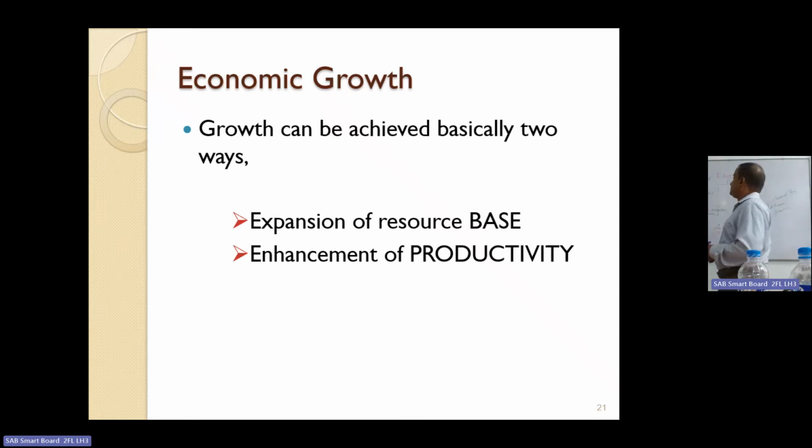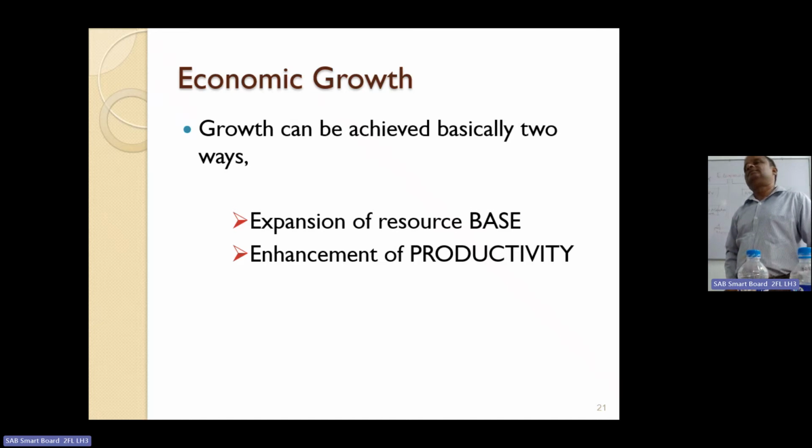So that actually increases the resource base: skilled labor and the investments in monetary terms. That is the package argument, FDI, foreign investment. If we attract more and more foreign investment, that increases the resource base. And the other thing is we can convert non-usable resources into a usable state, so that will increase the resource base.